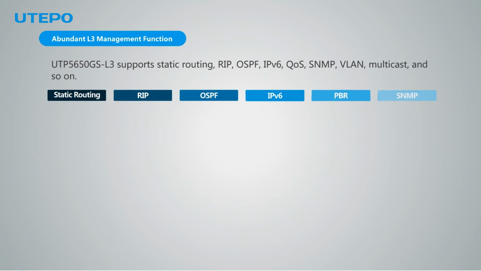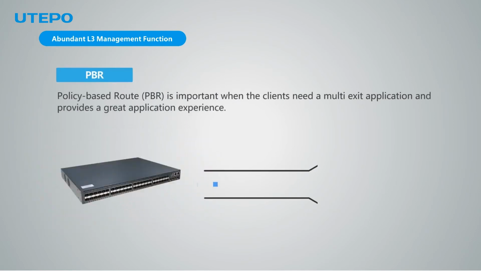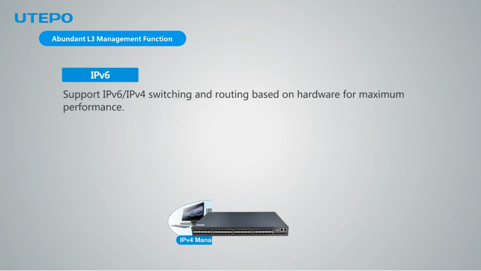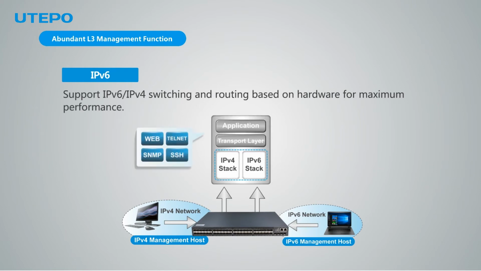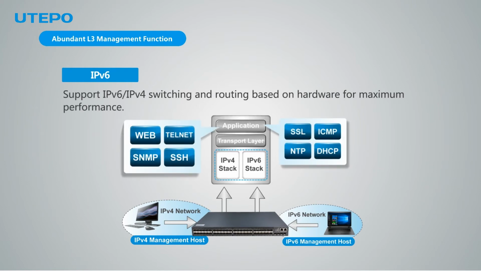UTEPO fiber switch supports static routing, RIP, OSPF, IPv6, QoS, VLAN, and so on. PBR is important when the clients need a multi-exit application, and provides a great application experience. The switch supports IPv6, IPv4 switching, and routing based on hardware for maximum performance.